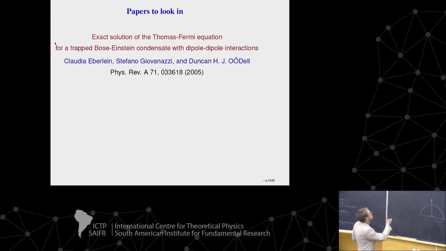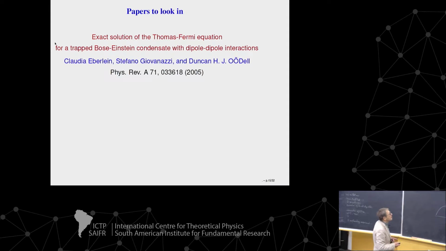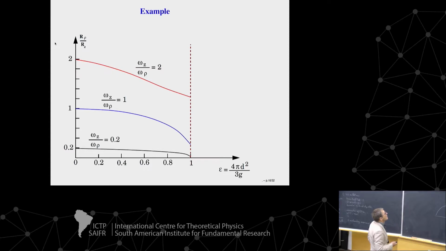So this is this paper, and for those of you who are interested, I advise you to have a look there. These are the examples: the ratio of the radial to axial size as a function of the dipole moment squared divided by G, so the ratio of the dipole-dipole to short-range interaction, and that's how it goes. Here is the instability.